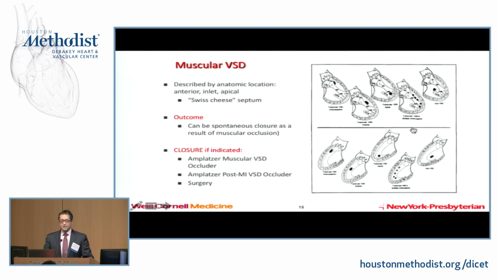Muscular VSDs, again, the muscular septum is the majority of the ventricular septum. They can come in isolation or in multiples, and if you see multiple different muscular VSDs, we call that a Swiss cheese septum. Again, they can be found in childhood, and they often close spontaneously, but if closure is indicated later in life, they can be closed percutaneously with muscular VSD occluders. They can also be closed surgically, also in the spectrum of other surgeries.